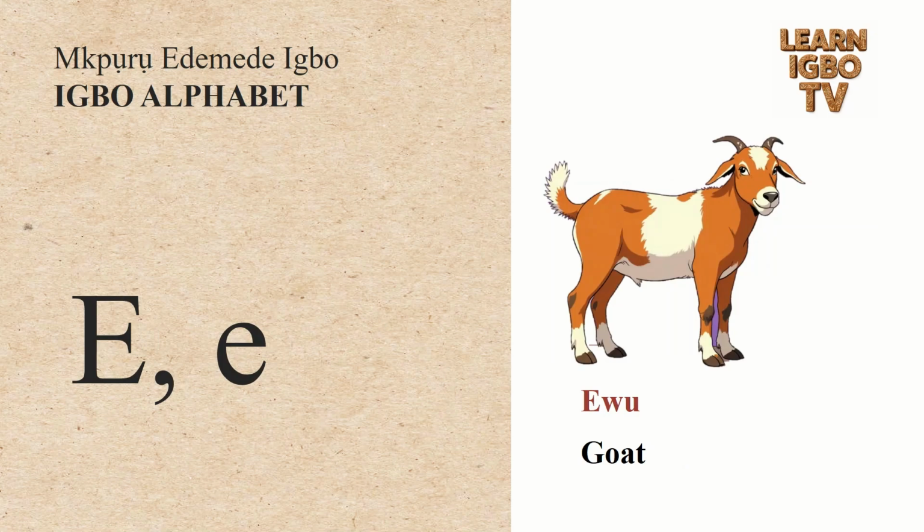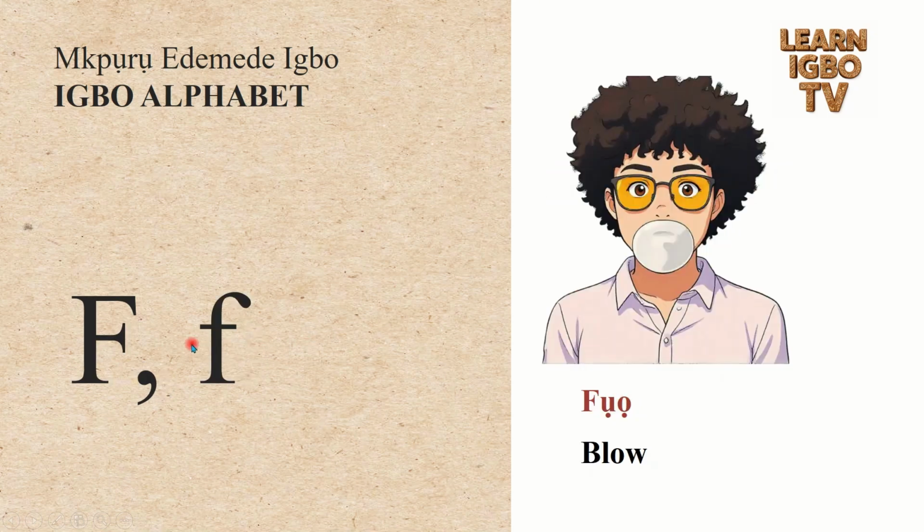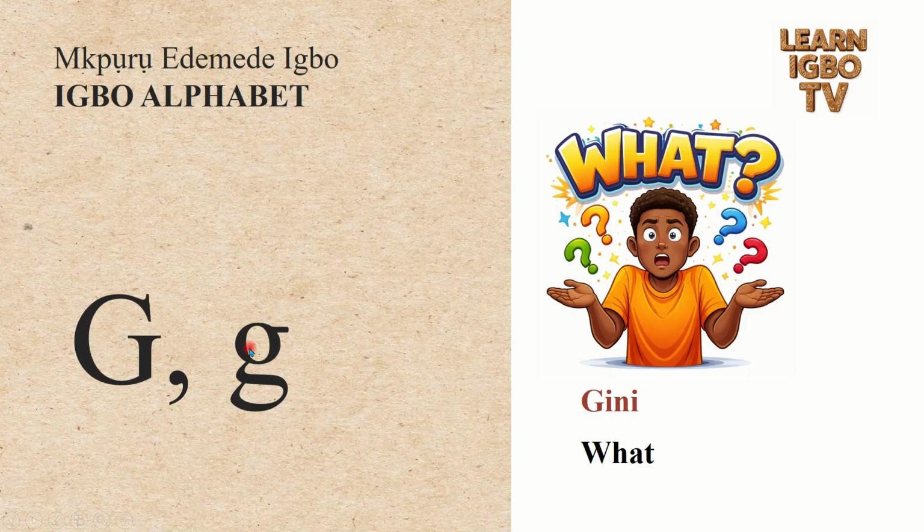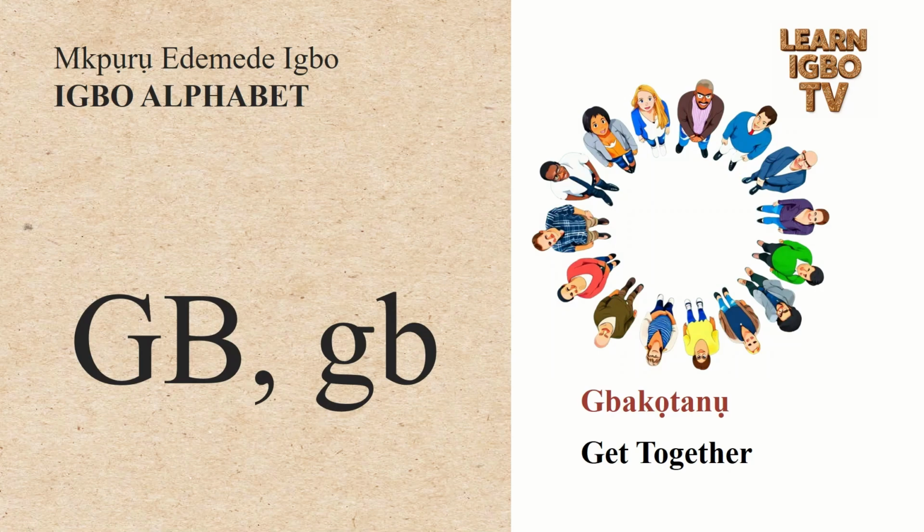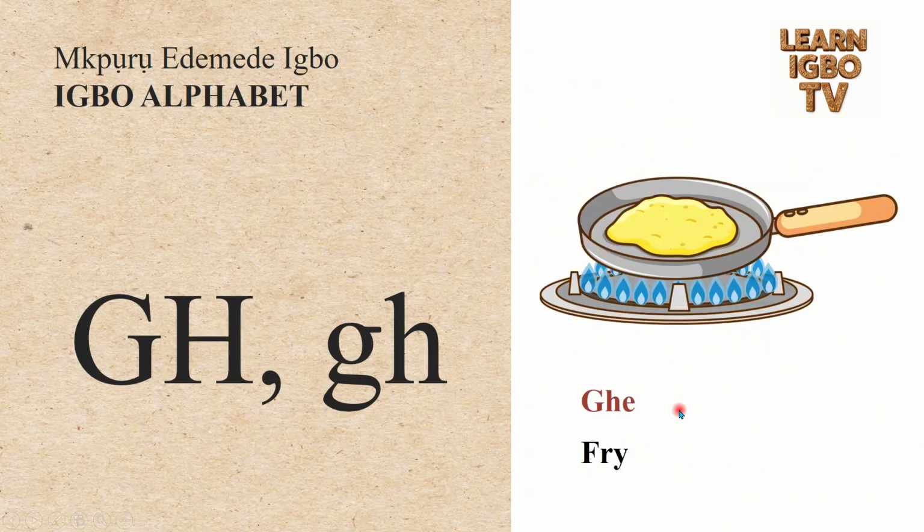E for Ewu. Fe for Fo. G for Guinea. B for Bakotano. Ye for Ye.